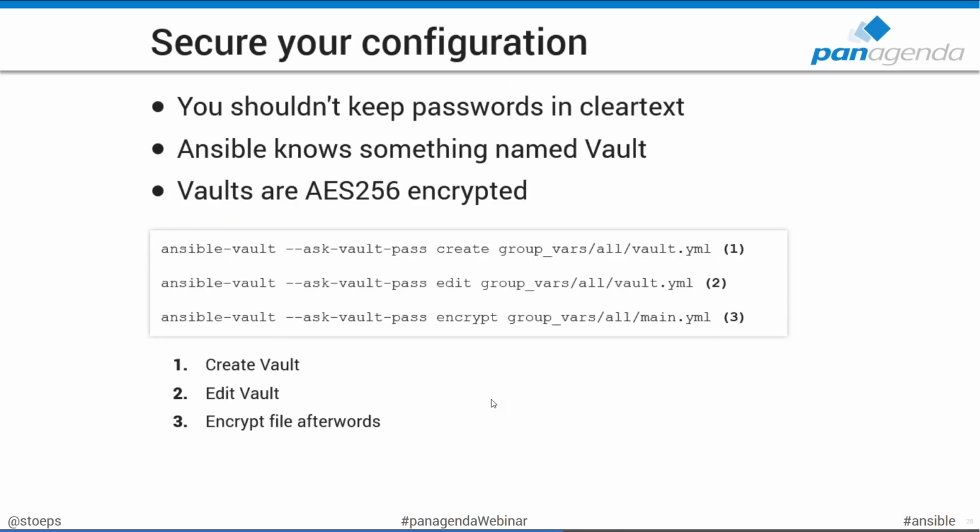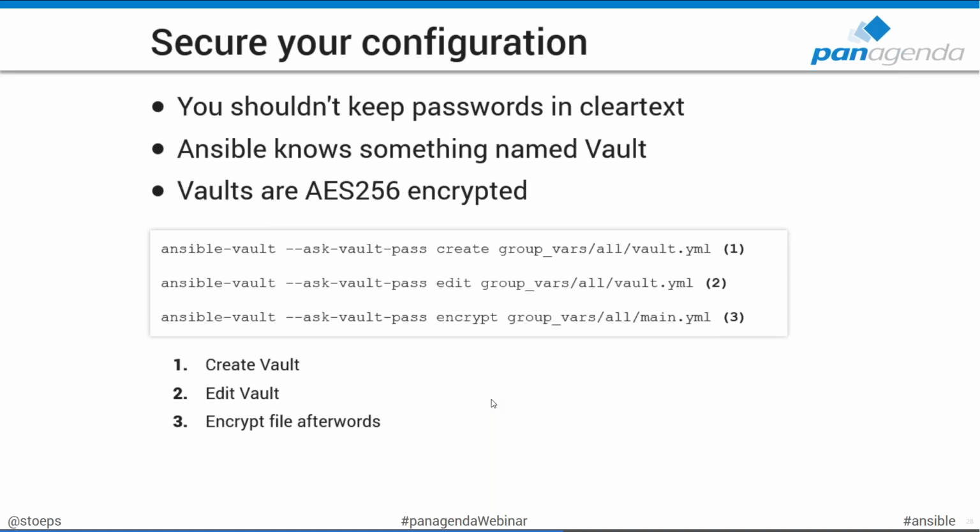About the security, I already talked about the connection to the server is SSH. The configuration YAML files can be encrypted by AES 256. So I can really put passwords in them and just decrypt them during the runtime, or while my playbook is running. To create a vault, just use ansible-vault create and the file name. You can edit it, and you can just encrypt the file when you forgot to create an encrypted one.